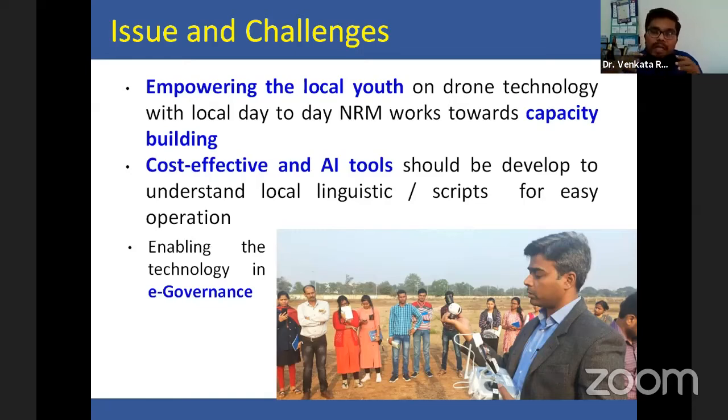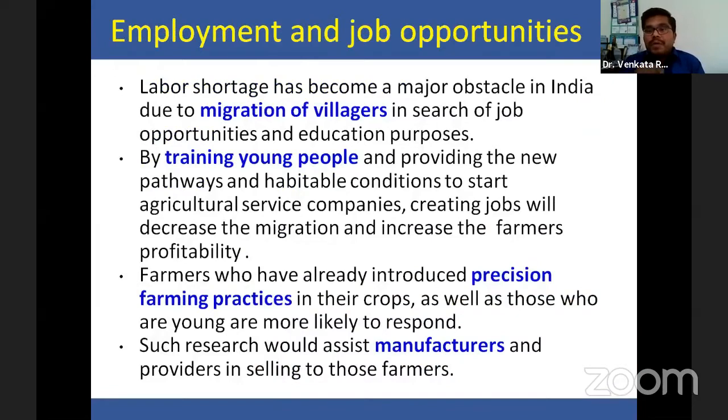And local, like the Atmanirbhar scheme, it should come to local manufacturing, and all the tools should be open access so that they can easily convert one click, one language to another language. And of course, it is required for the technology for e-governance also. So on employment opportunity, yes, there is a lot of employment opportunity in this concern. When the government wants to improve the complete.